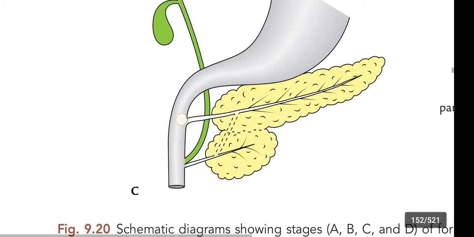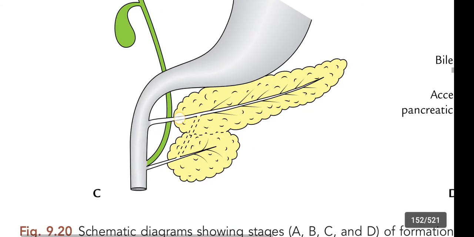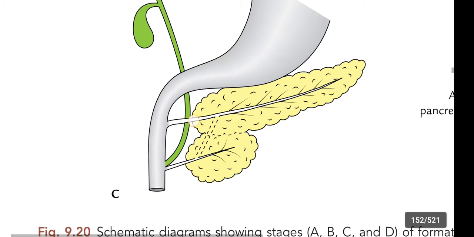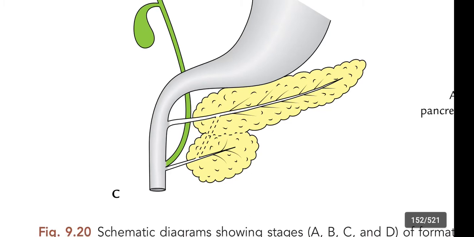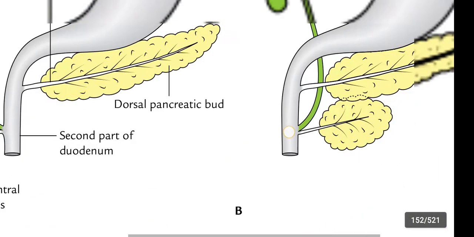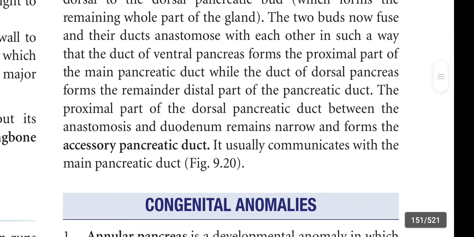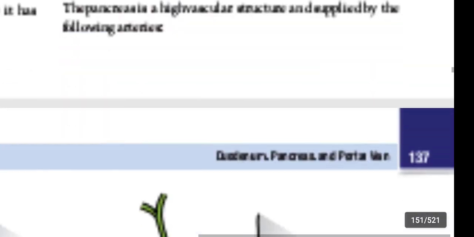This is the proximal part of the dorsal pancreatic duct which is not involved in the formation of the main pancreatic duct. It forms the accessory pancreatic duct. It usually communicates with the main pancreatic duct.